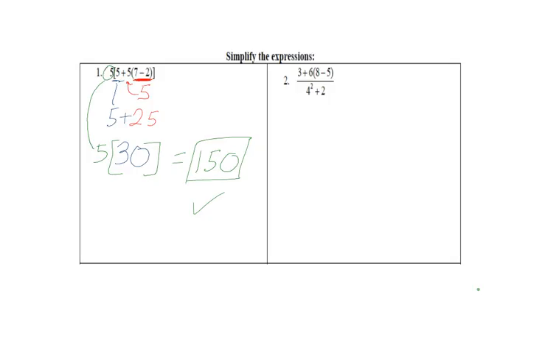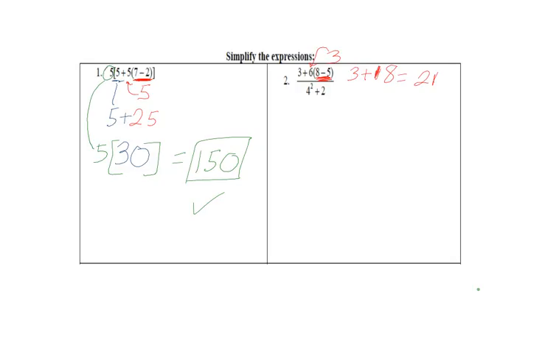In question 2, you'll notice we have a fraction. Well, with fractions, what we can do is to first deal with the top and then with the bottom. Up top, I notice 8 minus 5. I know what that is, it's 3. But then that 3 can multiply to 6 to become 18. And then 3 plus 18 becomes 21. That takes care of the top.